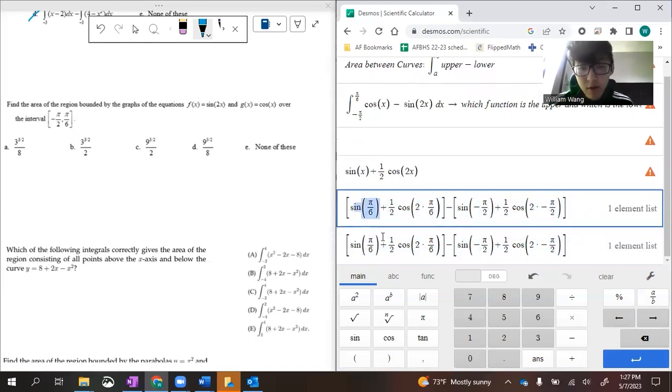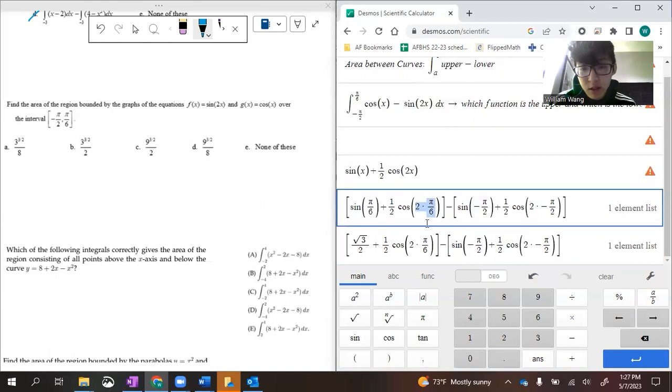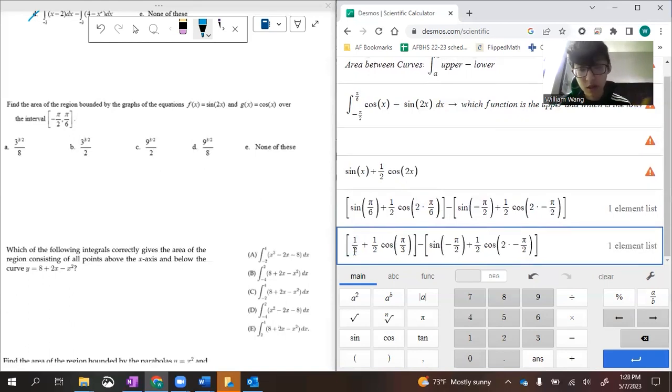So sine of pi over 6, that is going to be root 3 over 2. This is just unit circle knowledge. 1/2 cosine of 2 pi over 6. Well, cosine of 2 pi over 6, that's pi over 3. Oh, sorry, and sine of pi over 6 is actually 1/2. Sorry, my unit circle knowledge was off. But cosine of pi over 3, that is also going to be 1/2.